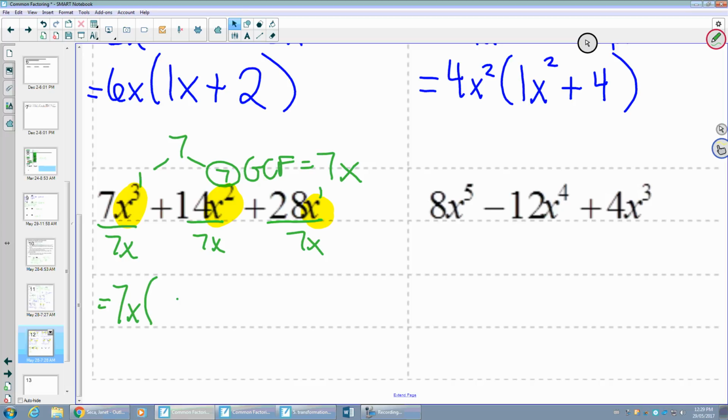You should get x squared plus 2x plus 4. 7 divided by 7 gives you 1. 3 minus 1 gives you 2. That's where I get the 1x squared from. 14 divided by 7 gives me 2. X squared on the top and x1 on the bottom leaves me with 1x. 28 divided by 7 gives me 4. 1 minus 1 gives me 0.